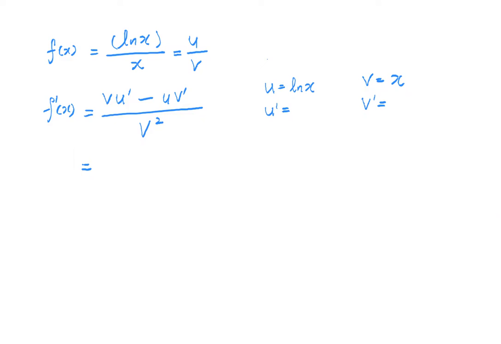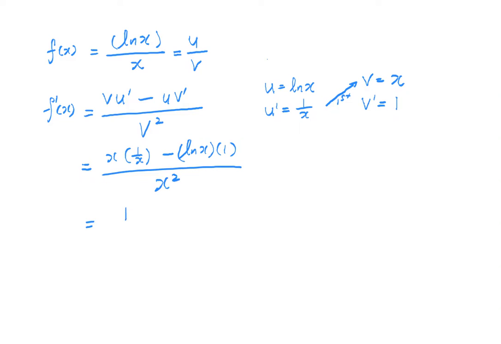Do you get that? Okay, so you differentiate ln x, you get 1 over x. You differentiate x, rate of change of x is 1. So we put in, do it this way. First, I have x times 1 over x, take away ln x times 1, divided by x squared. So I get the answer: 1 minus ln x over x squared.